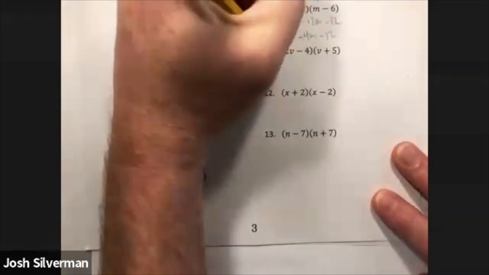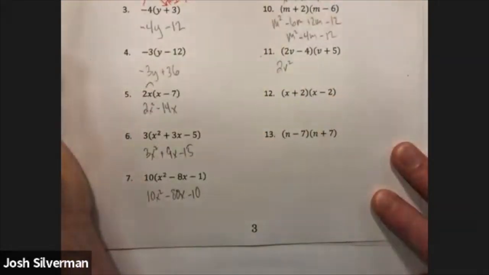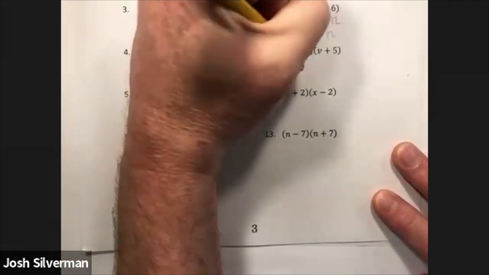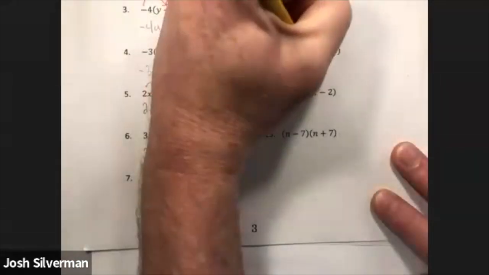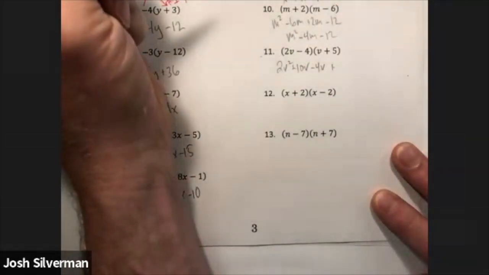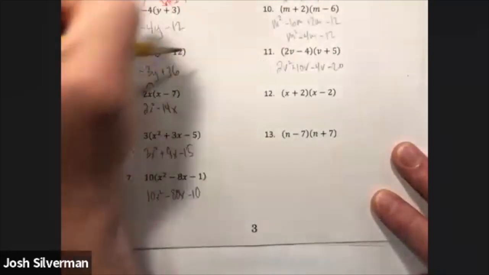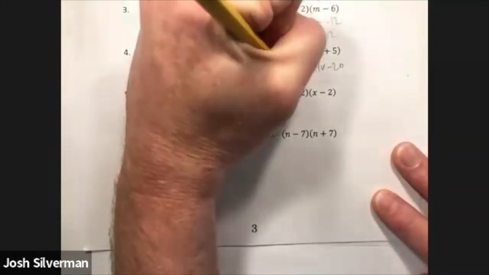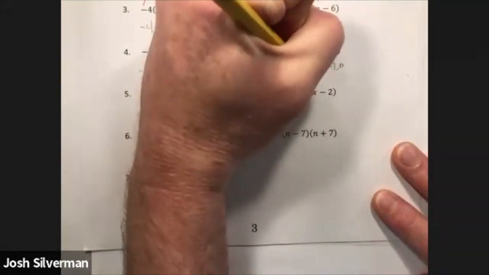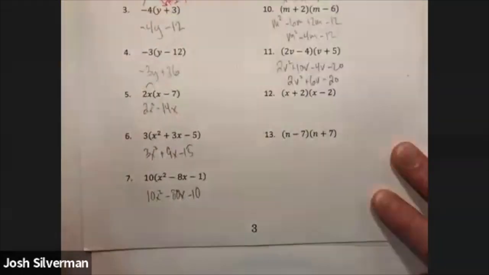First, 2v squared. That's the 2v times the v. Outside, plus 10v. Inside, minus 4v. Last, I lied, last minus 20, and we combine the two on the inside, 2v squared plus 6v minus 20.